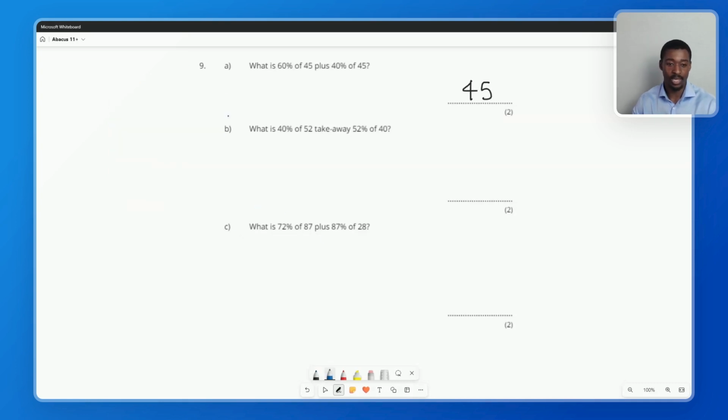So for part B, we have 40% of 52, take away 52% of 40. So we can start with this first one, 40% of 52.